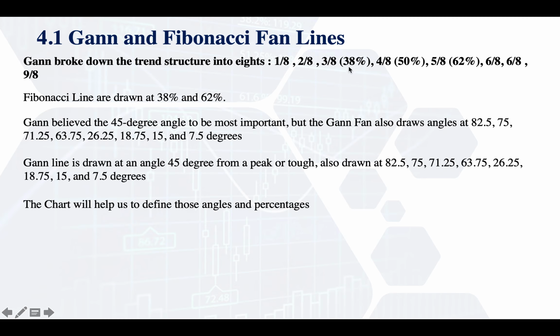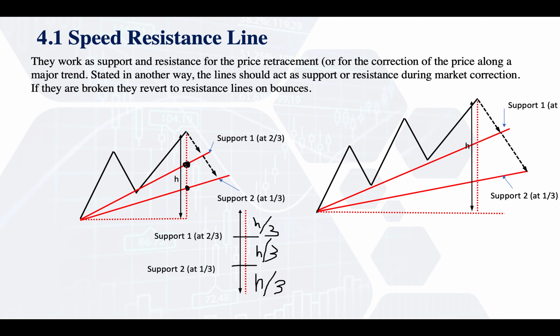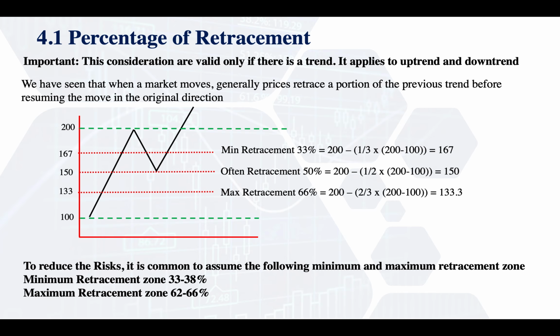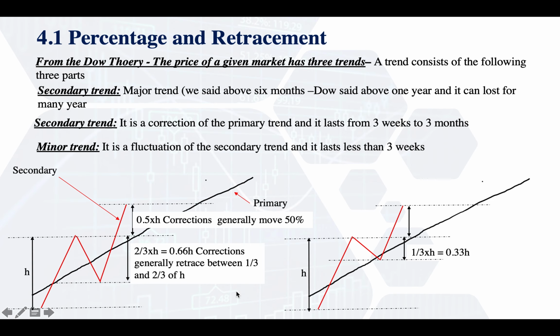So again, we are with the 38% and 62% of Fibonacci, and then again, this is the reason why, what we said at the beginning. Let me go back 1 second, sorry about that. What we said at the beginning, this is why we have this retracement zone, this one between 33 and 38, and the maximum is 62 and 66. This is the reason.